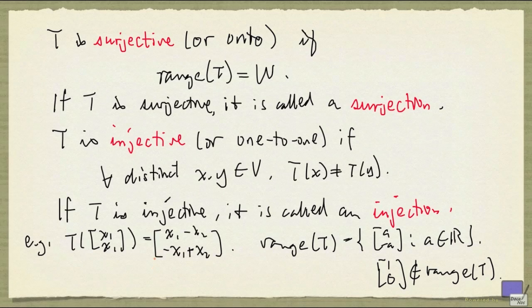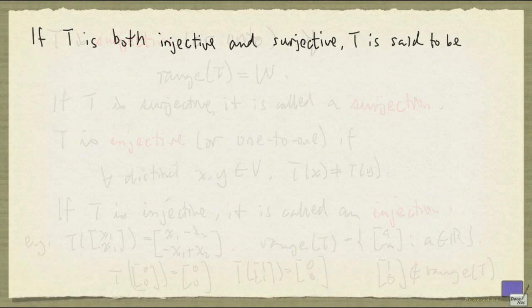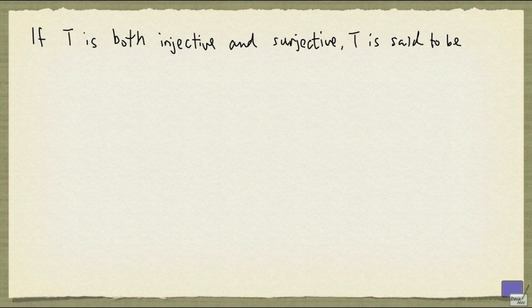What about injection? Well, if you look at T of (0, 0), obviously it gets mapped to (0, 0). But T of (1, 1) also gets mapped to (0, 0). So you have two distinct inputs that get mapped to the same output, and so T is not an injection either. If a linear transformation T is both injective and surjective, T is said to be bijective.